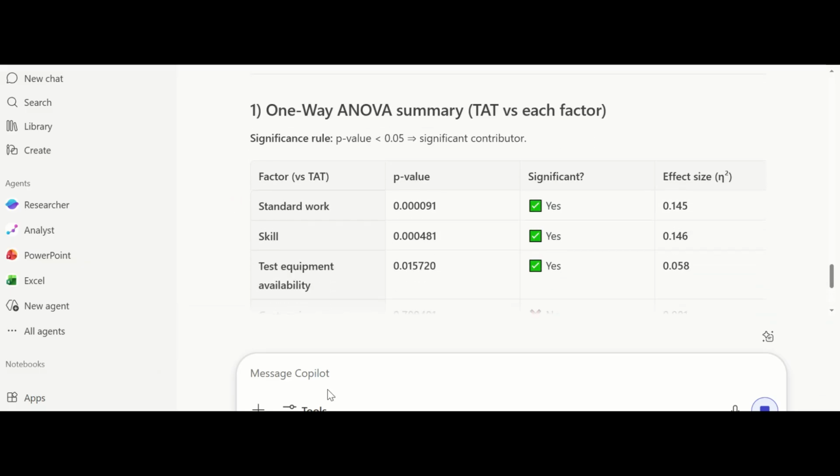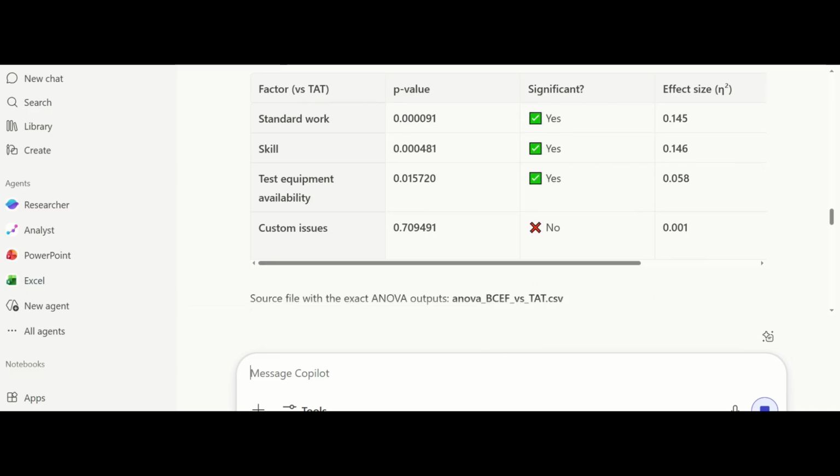So it is saying standard work, the p-value is 0.00091. It means it is a significant contributor. Very good. Skill is a significant contributor and test equipment is again a significant contributor. But the custom issues are not a significant contributor as the p-value is greater than 0.05, which is excellent.